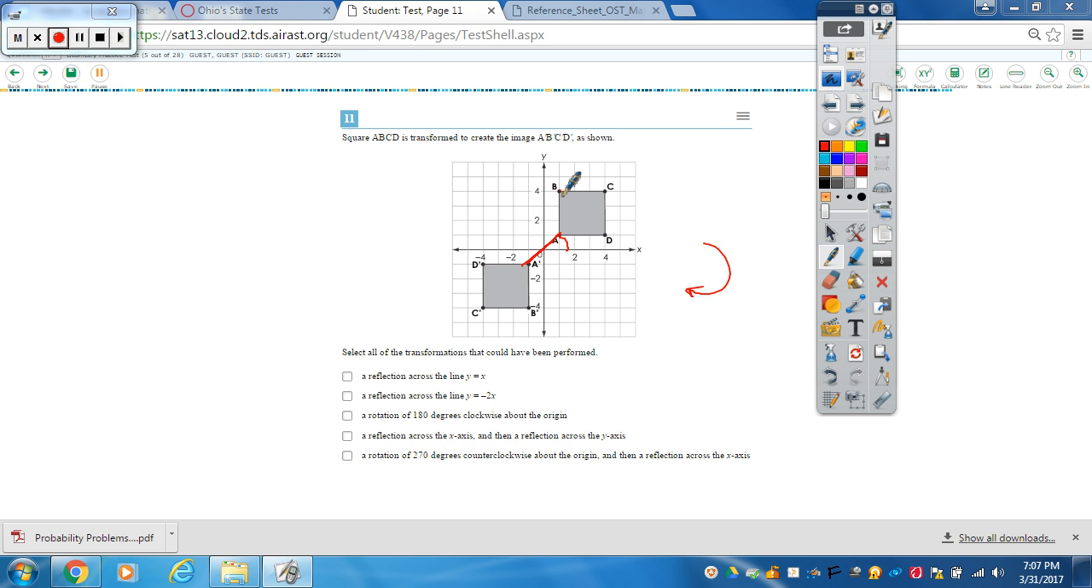If I do 180 degrees clockwise, here's what I want you to see. When I connect B to B prime, that's 180 degrees. Through the origin, C, that's 180 degrees. Through the origin D, that's 180 degrees. It's a straight line. And so that would map onto it. So that one does work right there. A rotation of 180 degrees clockwise about the origin.